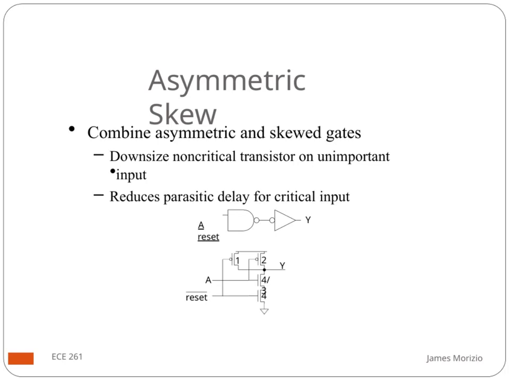Here we're looking at the concept of asymmetric skew in digital circuits. The main idea is to combine asymmetric and skewed gates to optimize performance. By downsizing the non-critical transistors connected to less important inputs, we effectively reduce parasitic delay on the critical input path. This means the signal that matters most can pass through faster, improving overall timing.